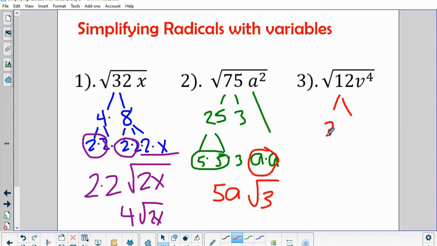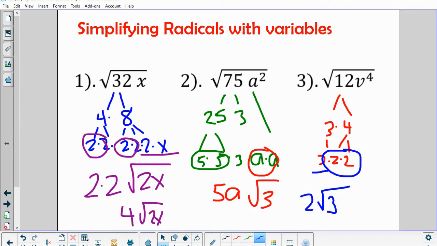We got 3 times 4, which breaks down into 3 times 2 times 2. Okay, so we look at our pairs, and we've got a pair of 2's right there. So we bring that out in front of the radical, and all that's left underneath our tiny little radical now is square root of 3. So that's going to look like that. So you got 2 times the square root of 3.